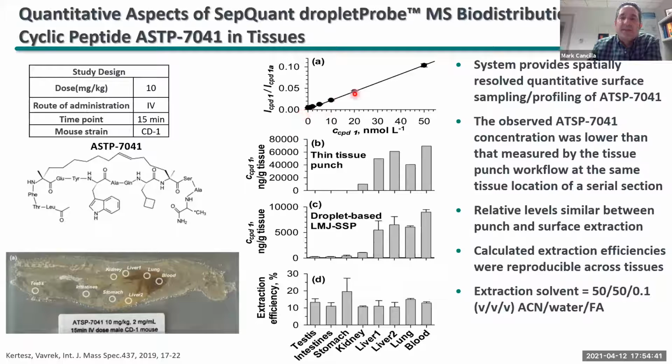And you can see it's actually quite linear. This was all done on a triple quad, so they had a nice quantitative assay for it. So it is quantitative if you make the calibration curves and then you extract them off.